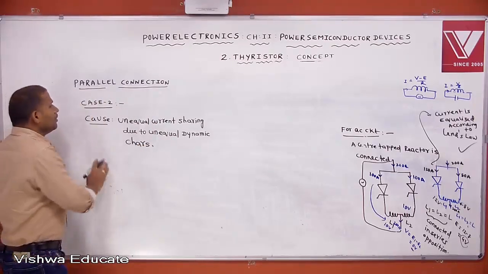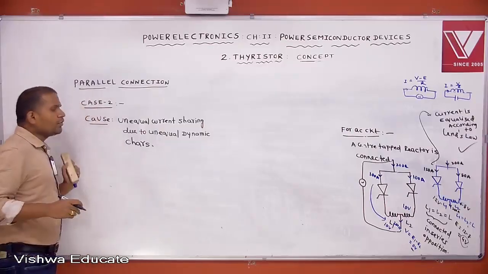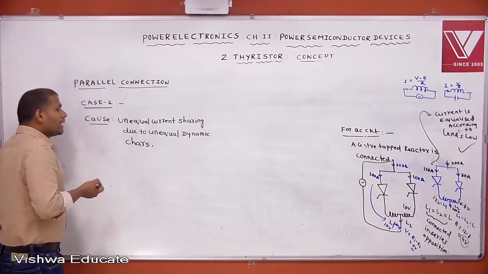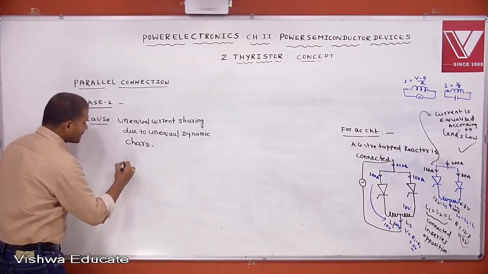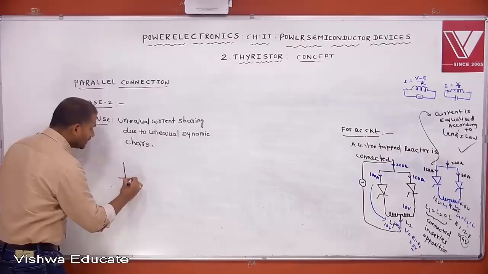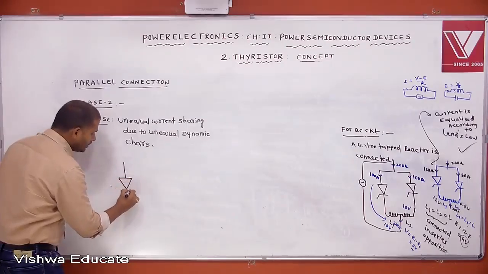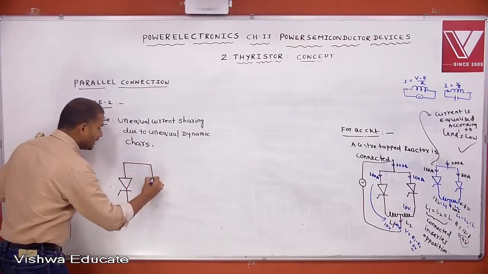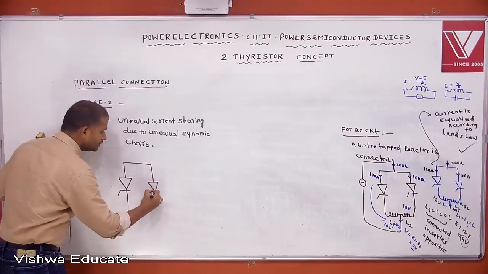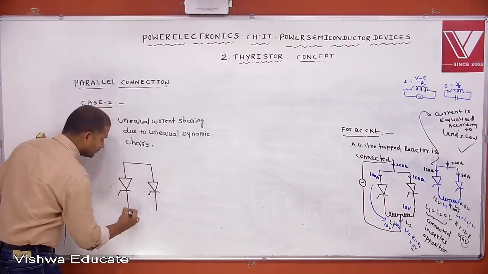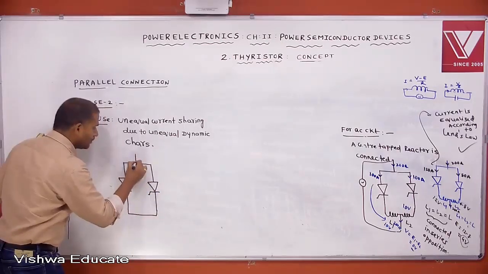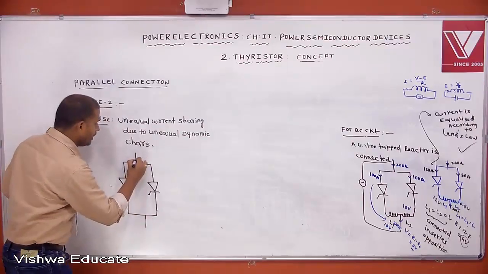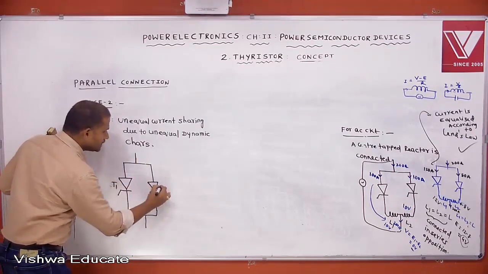Unequal current sharing due to unequal dynamic characteristics. That's what is happening, and that you will see. How does unequal current sharing exist due to unequal dynamic characteristics? For example, let us assume that two thyristors are connected in parallel. Let this be T1 and this be T2.